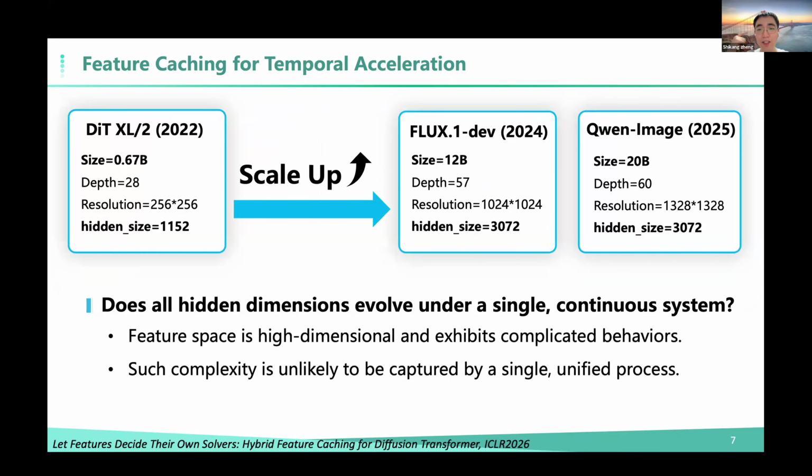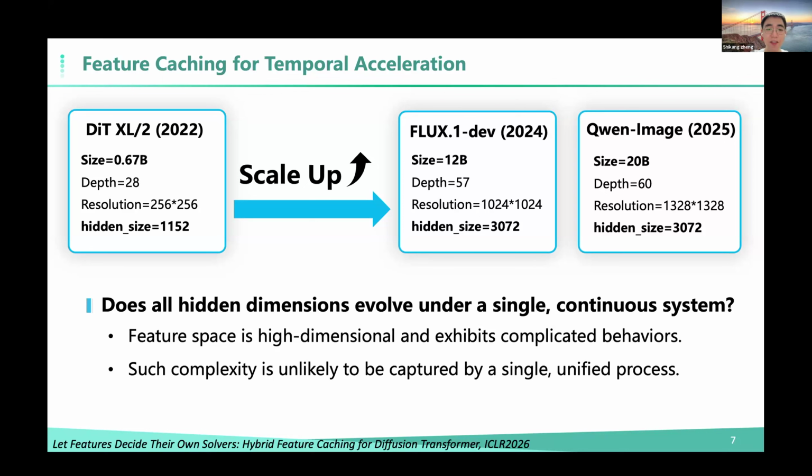However, Taylor found these observations based on DiT-XL/2, which is a relatively small model. The parameter size is less than 1 billion parameters. Nowadays, diffusion models scale up a lot. For example, FLUX and Qwen-Image all have around 20 billion parameters, and the hidden dimensions grow as well. So this raises a central question, to challenge the previous assumption: do all hidden dimensions still evolve under a single and continuous system in today's modern diffusion transformers?